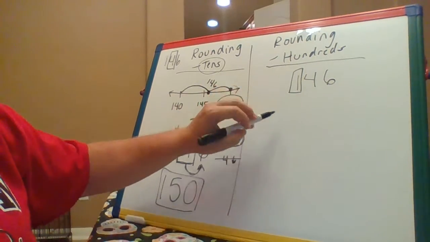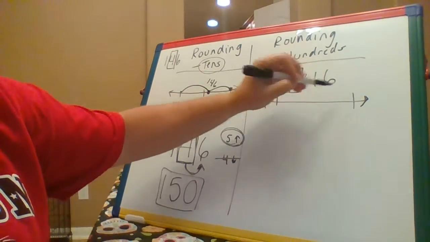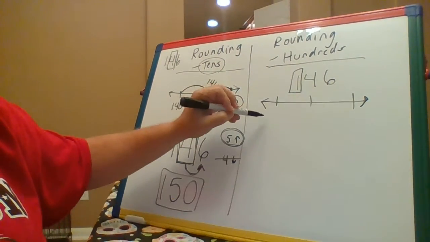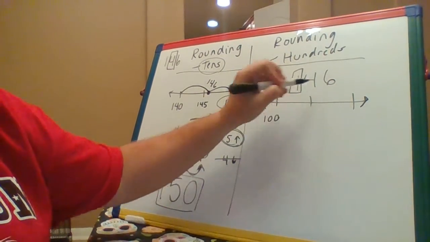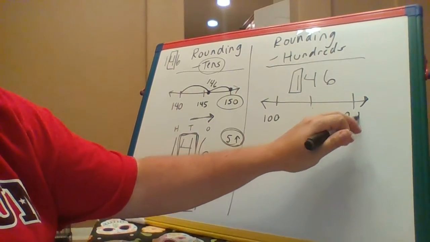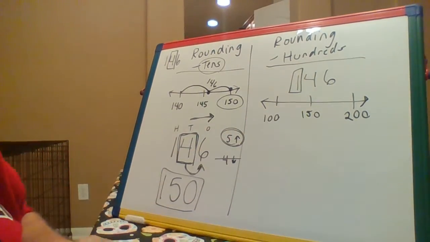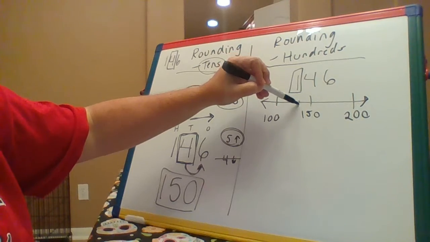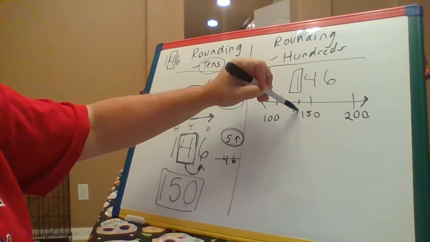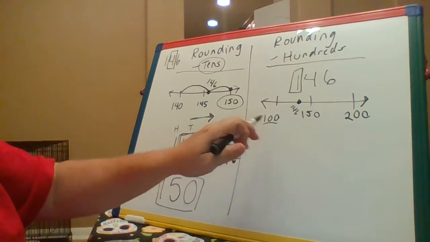So here on the number line, I see my 100. And my next 100 that this is going to be in between would be 200. Midway would be 150. Okay. Now 146 is in between these two right here. So again, you're looking, are we going to be rounding here or here?